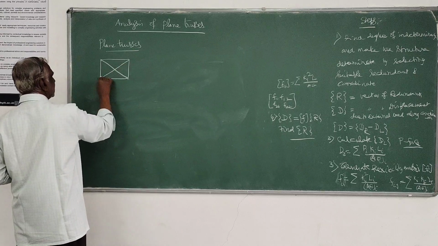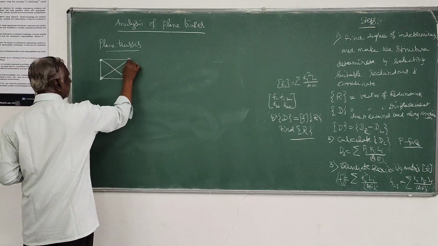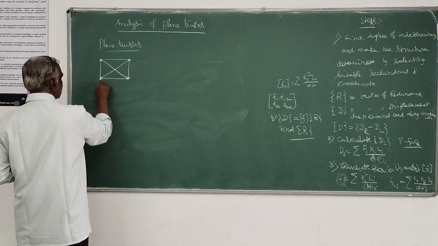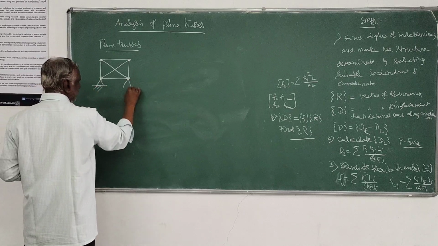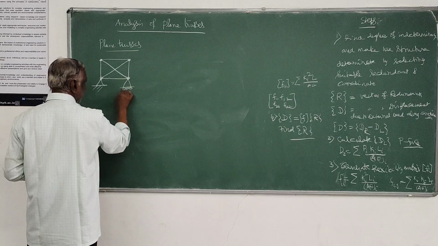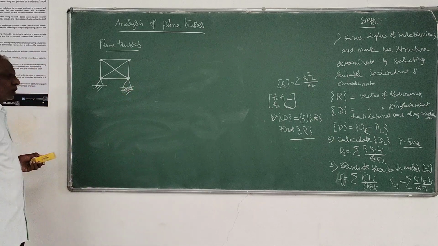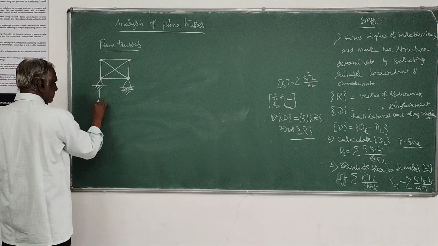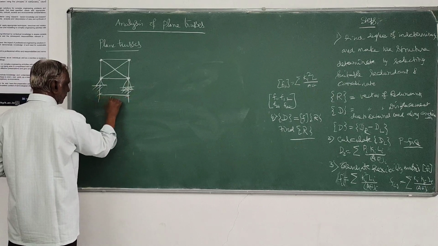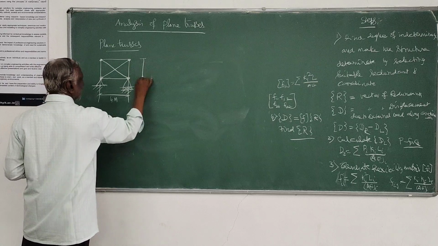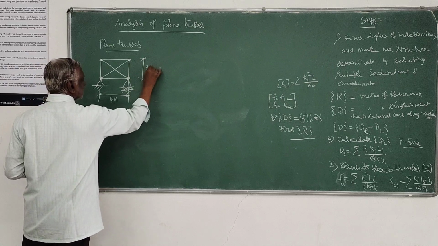We'll take this. Each joint is a pin joint. So one end is a hinge, another is a roller. It is supported by a hinge and roller. So the span here you can take as 4 meters. The rise I will take as 3 meters.